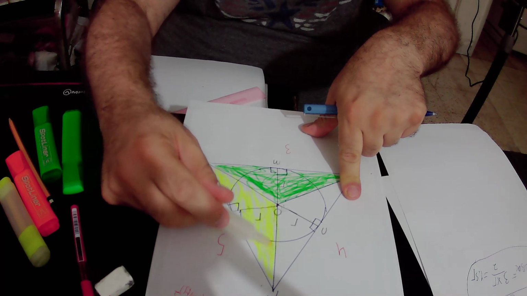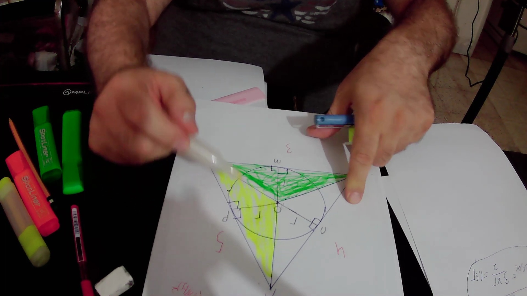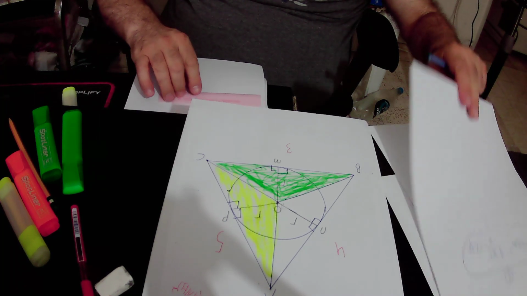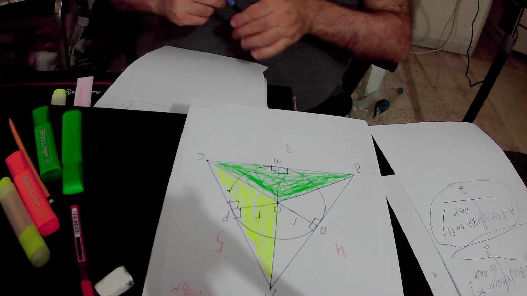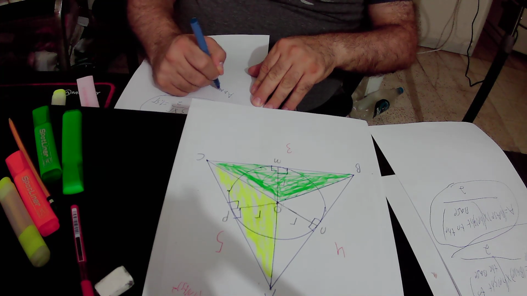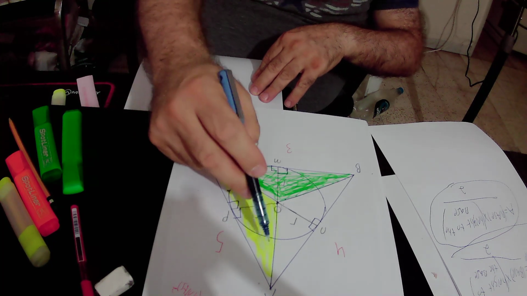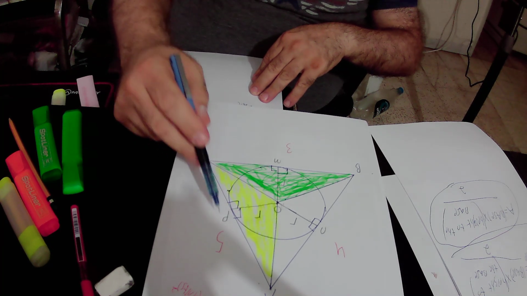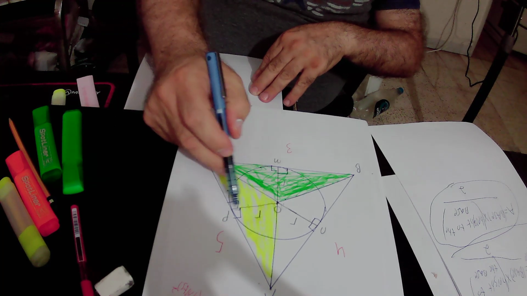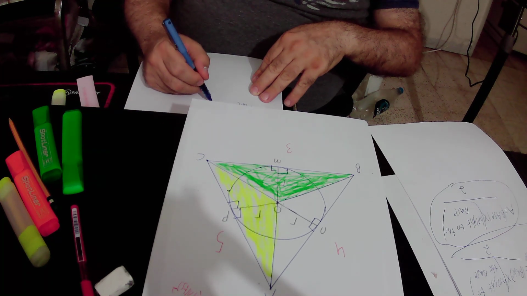So the area of the yellow triangle, triangle AOC, will be equal to the base of the triangle that is given to us, which is 5 units, times the height of the triangle, that is actually the radius of the circle, times r.